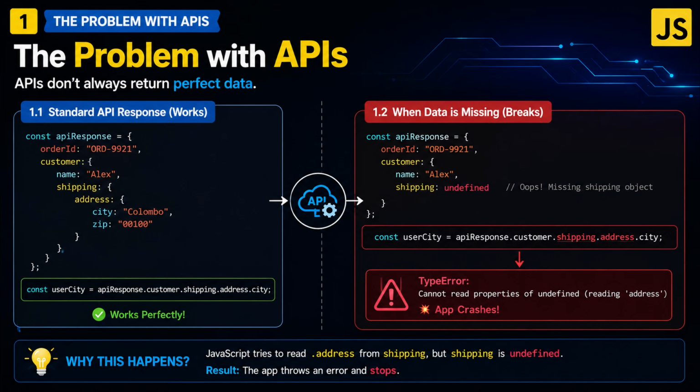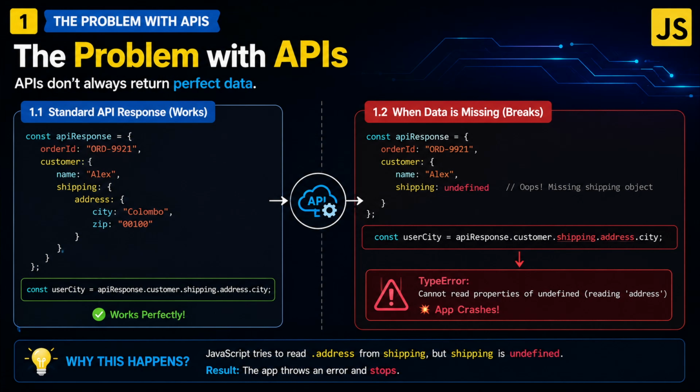Have you ever received data from an API, tried to access one deeply nested value, and suddenly got this error? Cannot read properties of undefined. This is one of the most common daily frustrations for front-end and back-end developers.